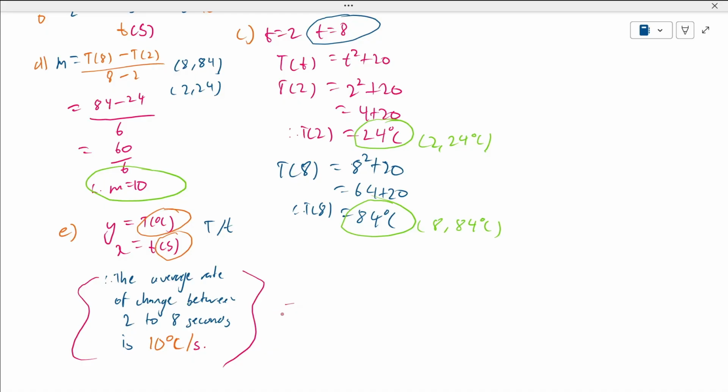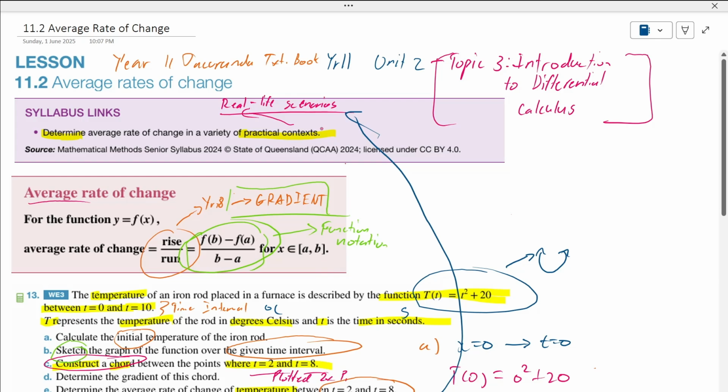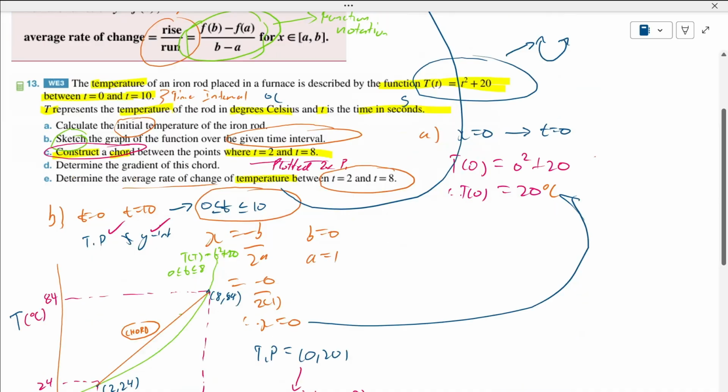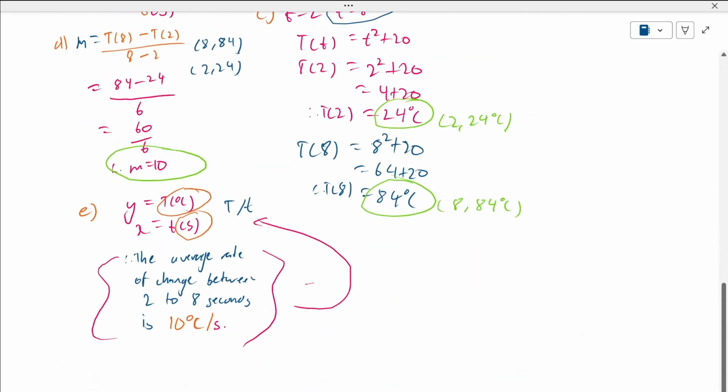It's just making sure we frame it in the practical situation we've been given, and as stated in the syllabus link here, we need to use these in practical contexts. That's what E is telling you to do. The gradient m equals 10 doesn't really tell us anything, but saying the average rate of change between 2 and 8 seconds is 10 degrees Celsius per second, that's telling us something.